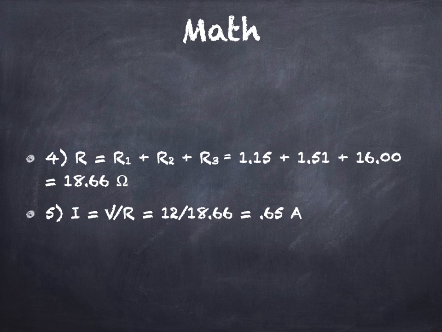All right, then they said if those 3 resistors, the 1.15 and the 1.51 and the 16, are all in series, then what is the total resistance? And of course, it would be 18.66 ohms. All right. And then they said if the voltage in the system is 12 volts, what's the current? Well, go back to Ohm's law, V equals IR, or I equals V over R. So 12 divided by 18.66 gives us a 0.65 amp current.